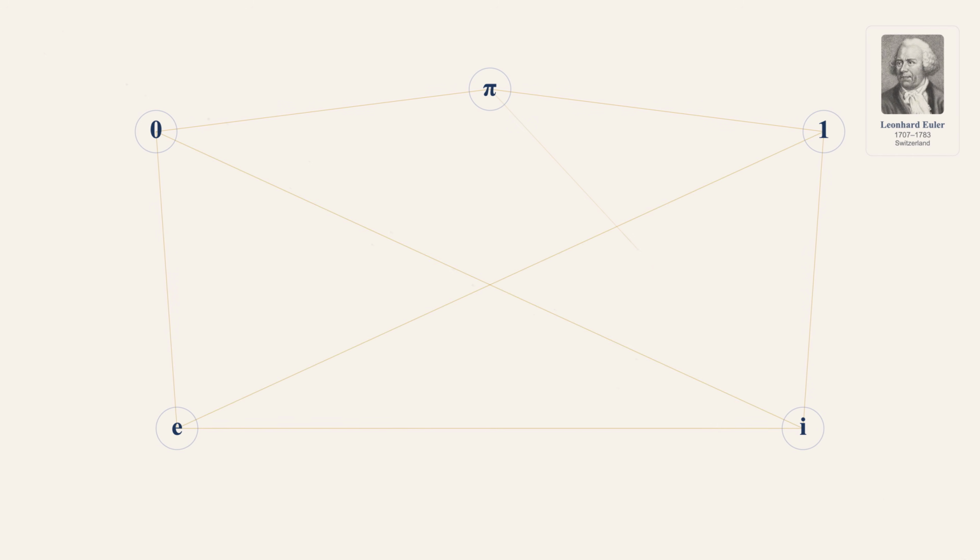Take 5 numbers: 0, 1, pi, the number e, and i, the square root of -1. These 5 numbers come from completely different branches of mathematics. They have nothing in common, they shouldn't be connected, but in 1748, a Swiss mathematician named Leonhard Euler proved they are. He wrote down one equation and it connected all of them.